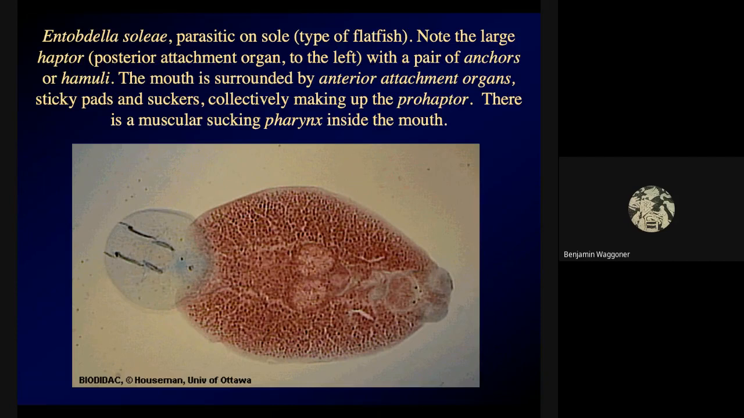So there's a pair of attachment organs on either side of the mouth. Just inside the mouth, you can see it just a little bit back from the right-hand side is a muscular bulb, the pharynx, kind of like a muscular pipette bulb that sucks up blood and mucus and whatever into the gut.